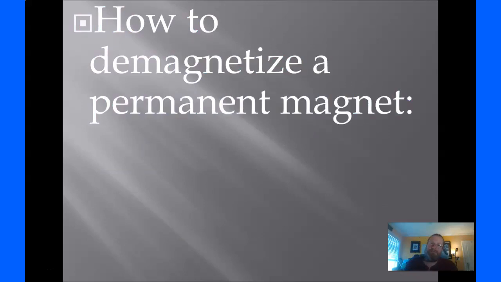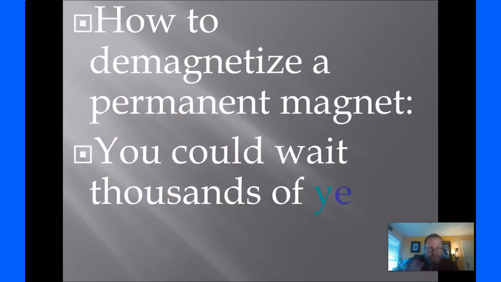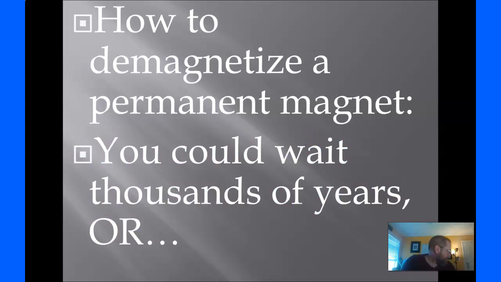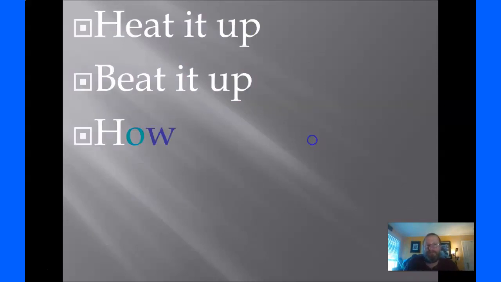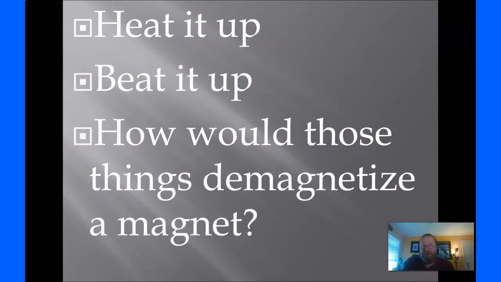How to demagnetize a permanent magnet. You know these things. Other than waiting thousands of years for it to eventually demagnetize itself. Oop, never mind. She's fine. You could heat it up. You could beat it up. How does that work? You're shaking the atoms. You can shake them out of alignment eventually. The more you heat it and the more you beat it, the more the little domains come out of alignment, and the less magnetic force you have. Eventually you can get them all out of alignment and it's no longer a magnet.